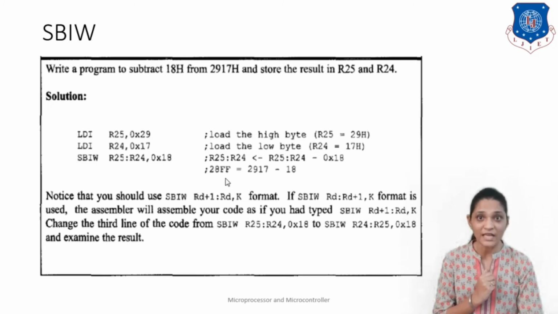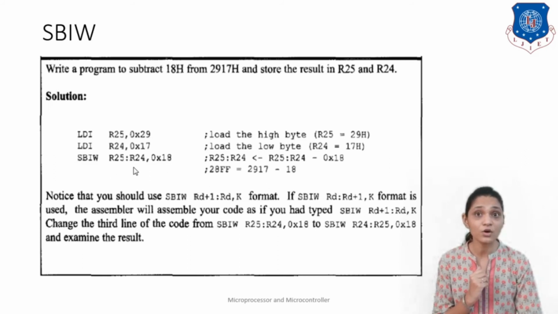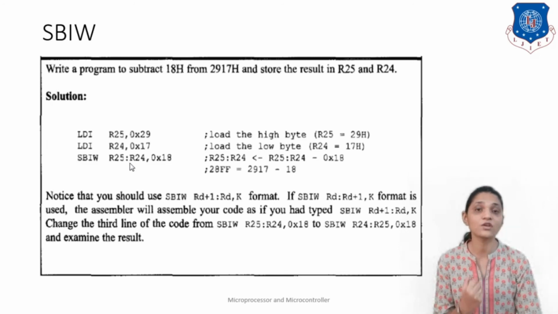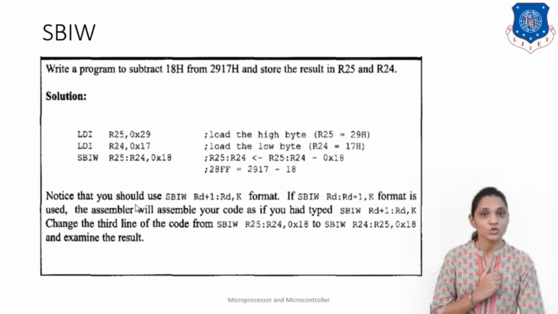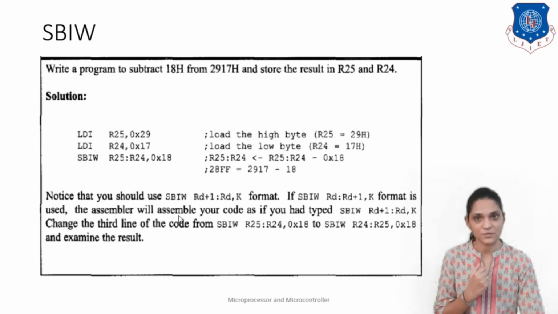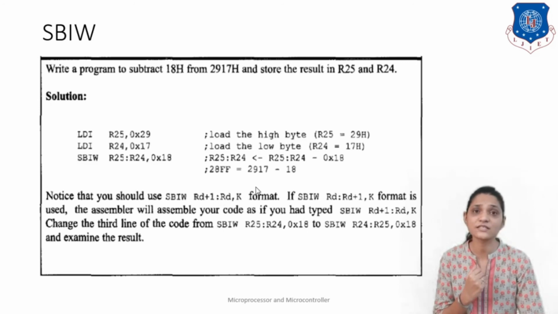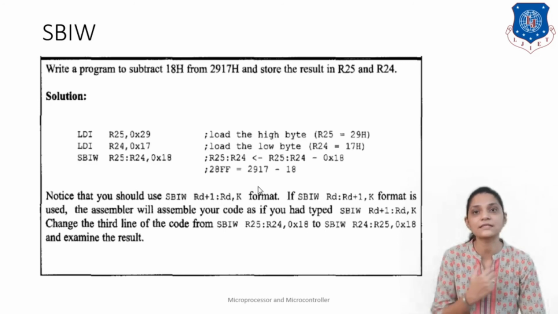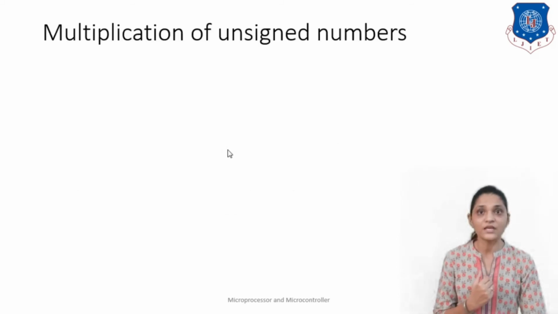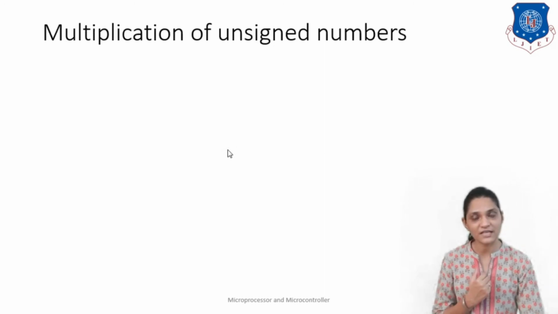Okay, instead of this R25 24, if we had used R24 25, then your R24 will be the MSB register and R25 will be the LSB register. So you have to take care which data you want to use as an MSB. But ultimately your 16-bit data is going to be subtracted by this immediate data. Okay, so this kind of instruction is also available in the AVR controller. Next we can see the multiplication instruction.